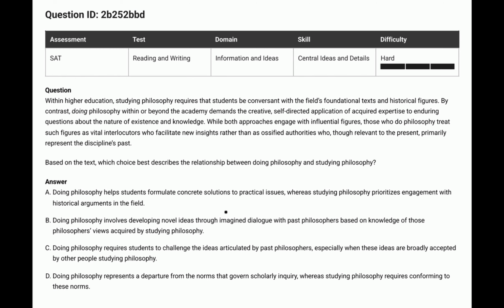Okay, anyway, back to the point. Within higher education, studying philosophy requires that students be conversant with the field's foundational texts and historical figures. Okay. By contrast, doing philosophy within or beyond the academy demands the creative, self-directed application of acquired expertise to enduring questions about the nature of existence and knowledge. Okay, while both approaches, so we're getting two approaches here.